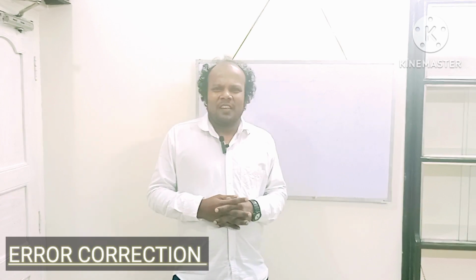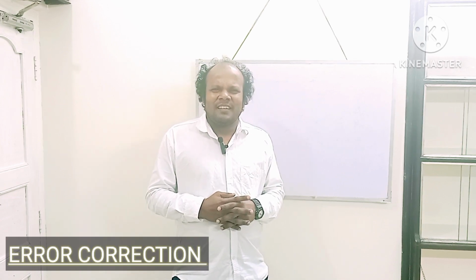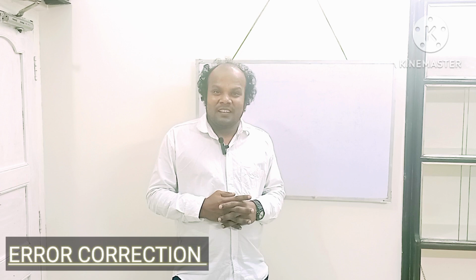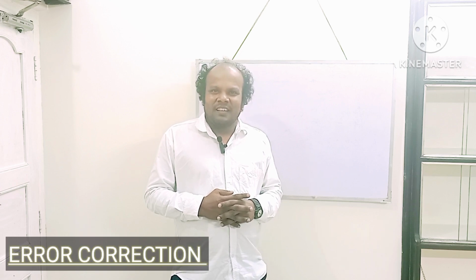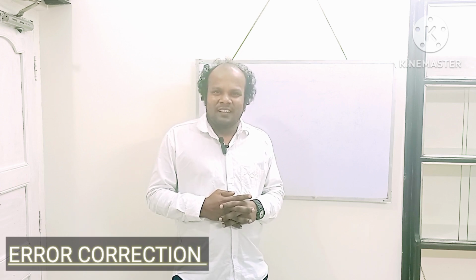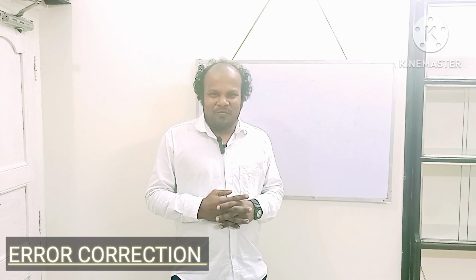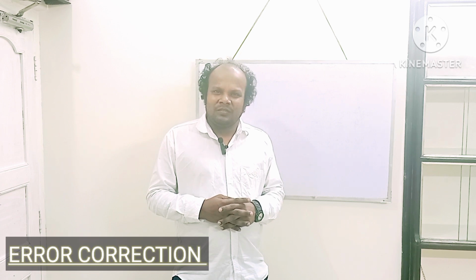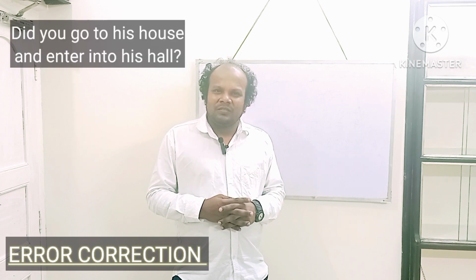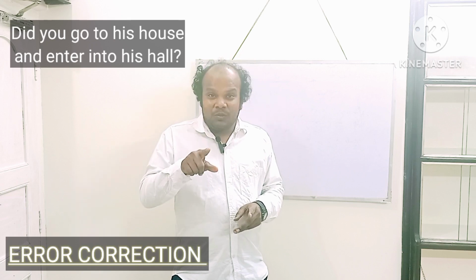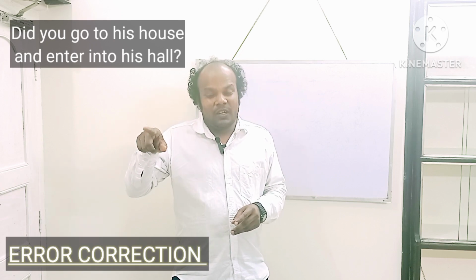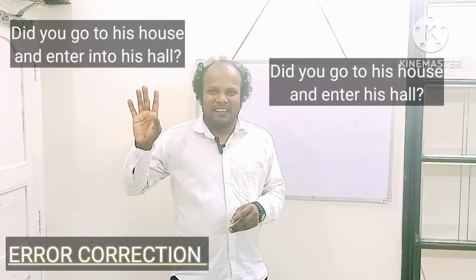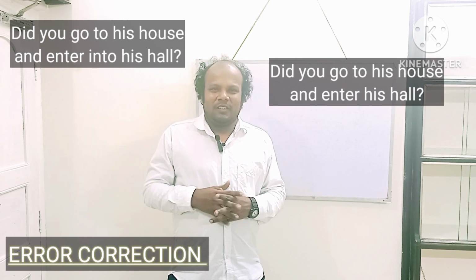Okay, so the first sentence that I would like to tell you, of course, you have to look at the error first, and if you spot the error successfully, I shall expect you to give the corrected version of it. All right. Okay. So, number one: did you go to his house and enter into his hall? Did you go to his house and enter the hall? That's right, exactly.